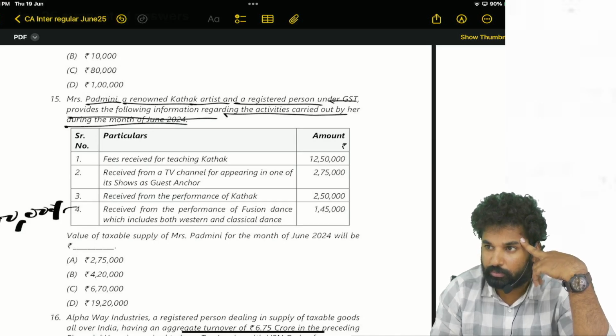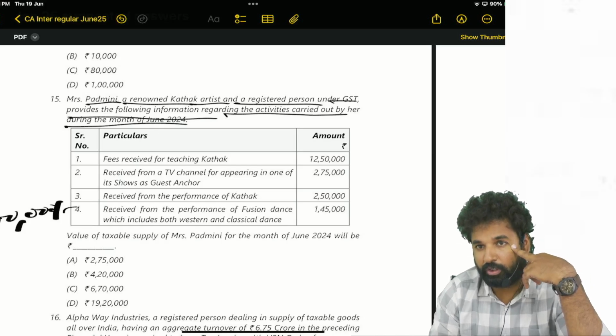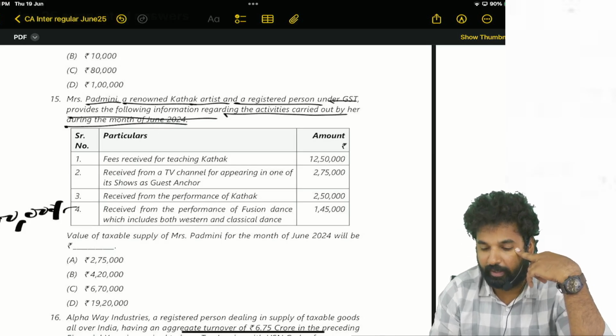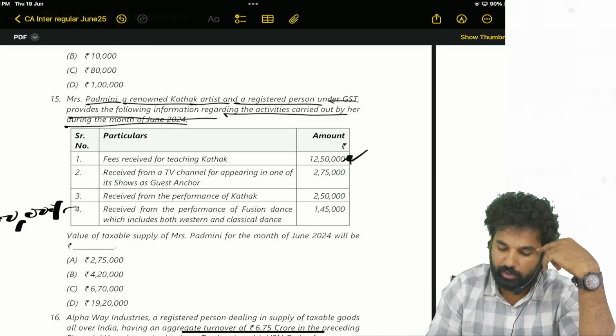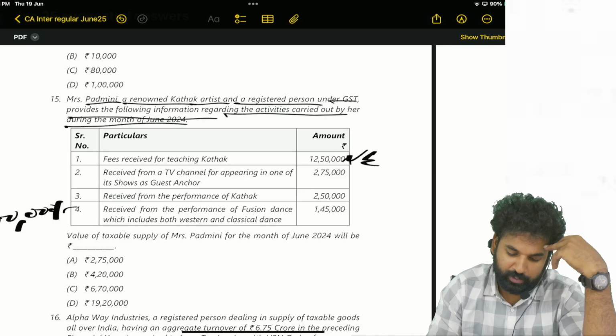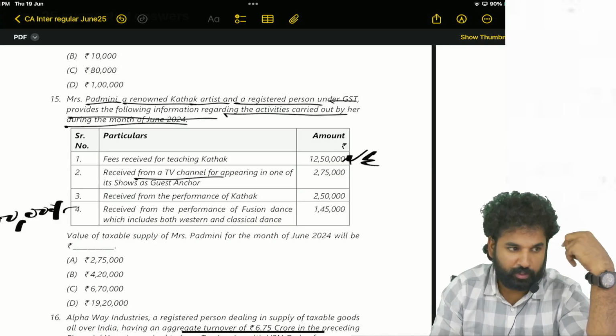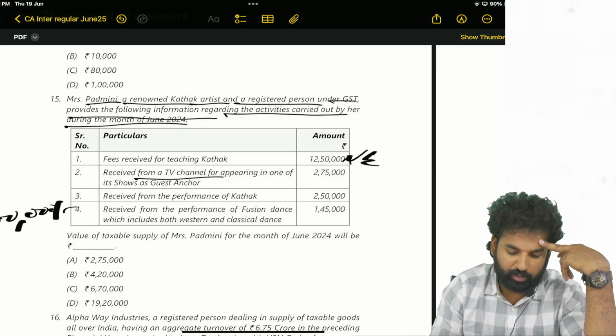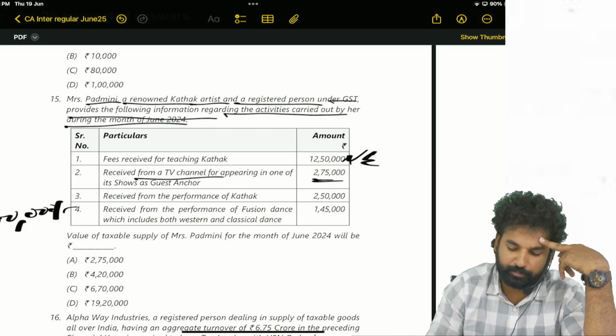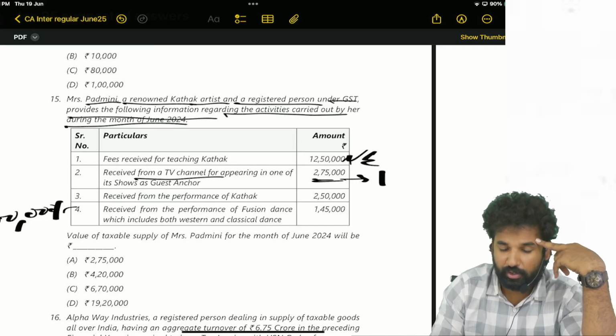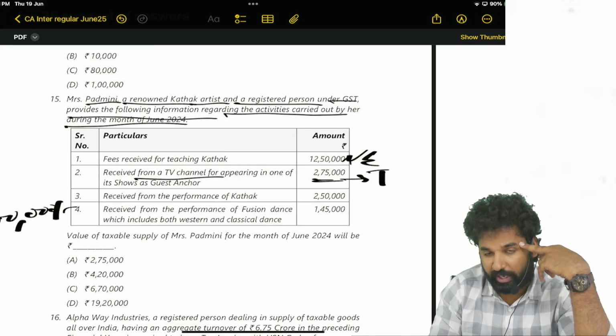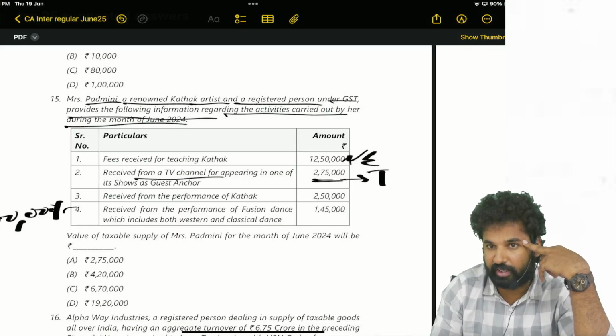Promotion of training. Imparting training, providing training for the promotion of culture and arts by an individual is exempt. Okay, so this is exempt. Next, received from a TV channel for appearing in one of its TV shows as a guest anchor. Taxable or exempt? Guest anchors, taxable. For this, clarification is also there.